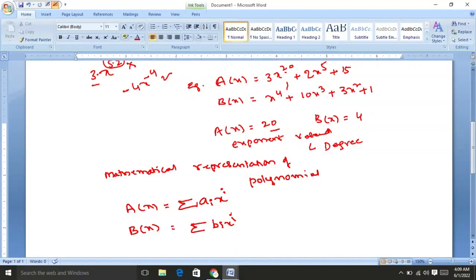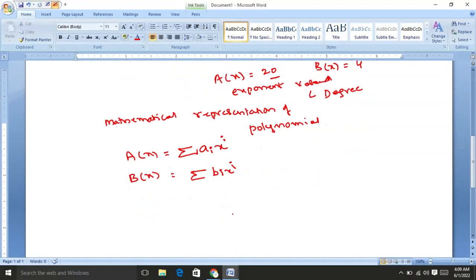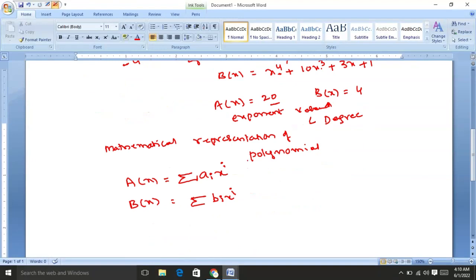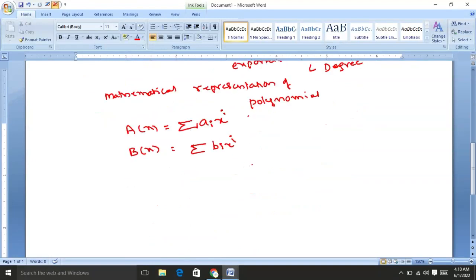Generally, we represent the polynomials in the descending order of their exponents. So here we observe that first x to the power of 4 is there, then x cube, then x square. Here also x to the power of 20, x to the power of 5 and x to the power of 0, the constant. So we can represent the polynomials in the descending order of their degrees.